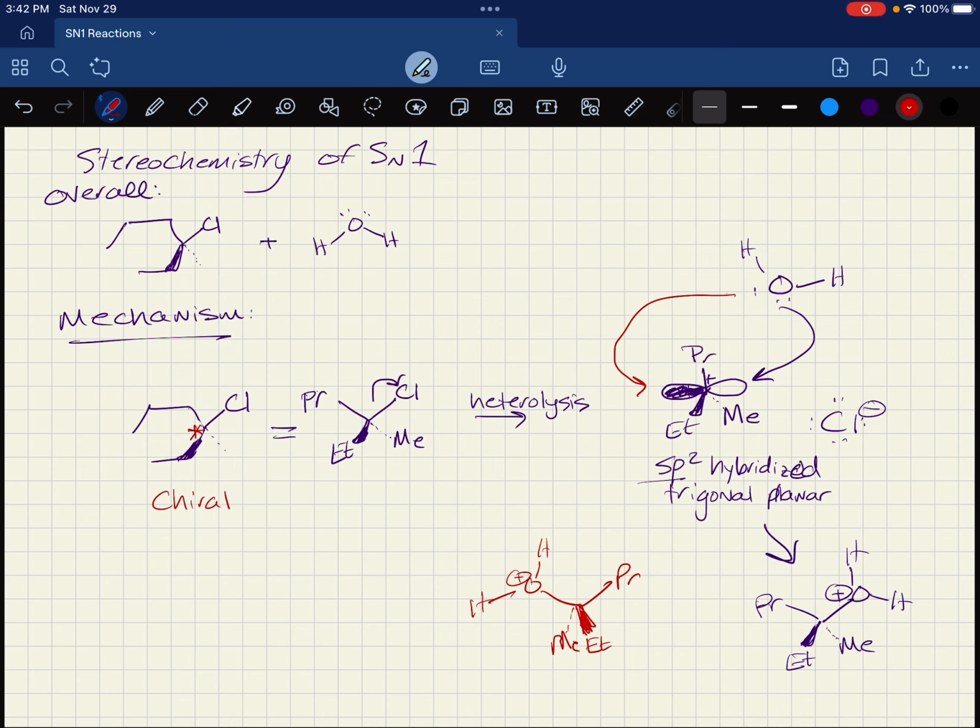Now we're looking at this, and it's a little unusual because this is a charged species. But if you examine them, these are going to be mirror images of each other, and these are going to be enantiomers of each other. Since we have a neutral nucleophile here, we still have one more step in the process. We need to get rid of this extra proton on the oxygen to make it a neutral species.